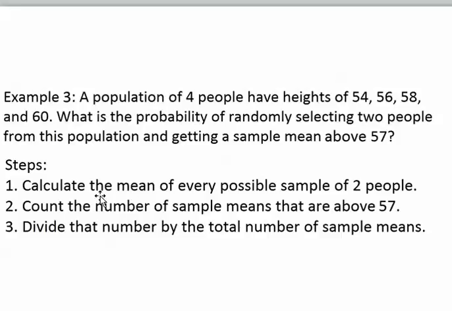In step 1, we just calculate the mean of every possible sample of 2 people, like we've been doing. In step 2, we count the number of sample means that are above 57, because that's what the question is asking about. And in step 3, we divide the answer from step 2 by the total number of sample means.